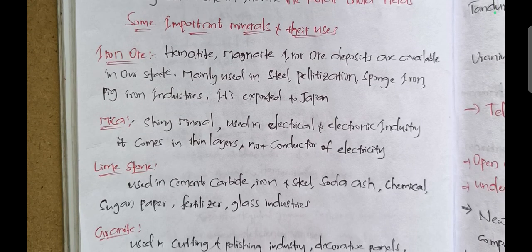Next, mica. It's a shiny mineral used in the electrical and electronic industry. It comes in thin layers and it is a non-conductor of electricity.